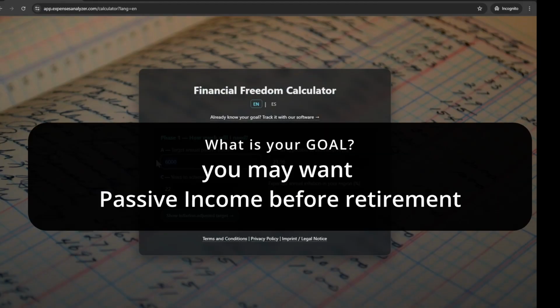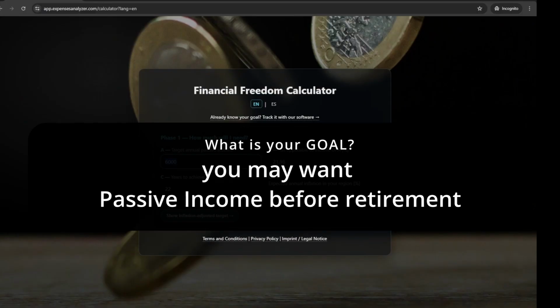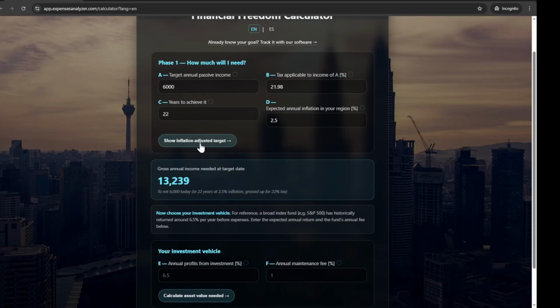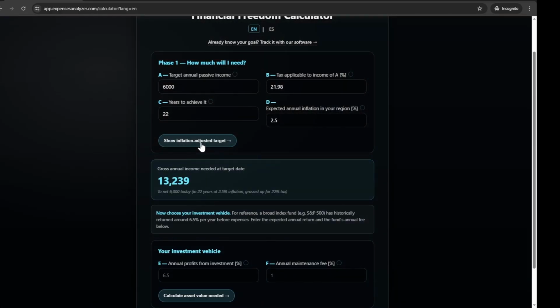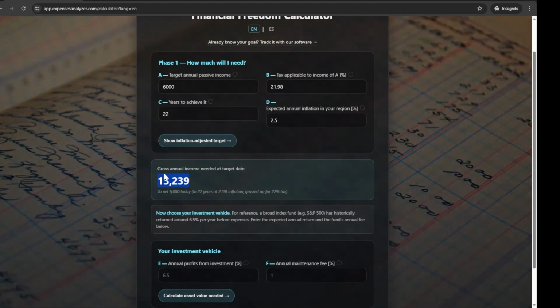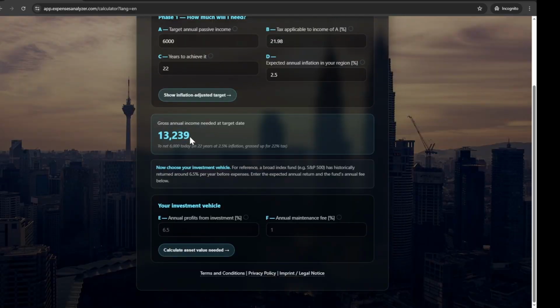You may need to have, or you may want to have, more money and maybe earlier because your goal is not retirement. That is telling you after 22 years, you will need your passive income to generate a little bit more than 13,000 euros per year. That is the money that the interest of the passive income is going to generate.